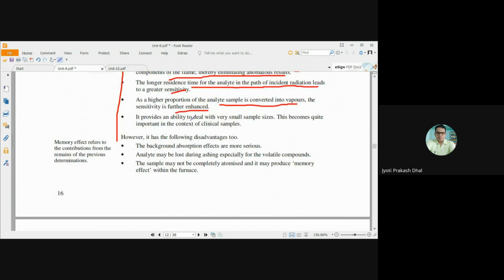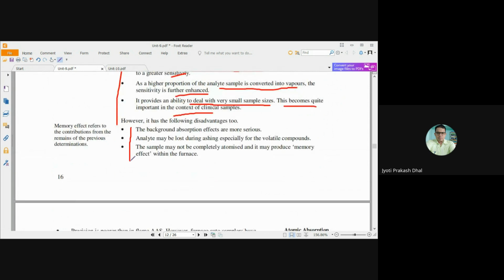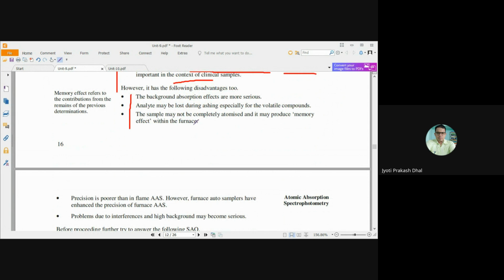It provides the ability to deal with very small sample sizes. This becomes quite important in the context of clinical samples because the amount of the clinical sample will be very small. And now some disadvantages. The background absorption effects are more serious.